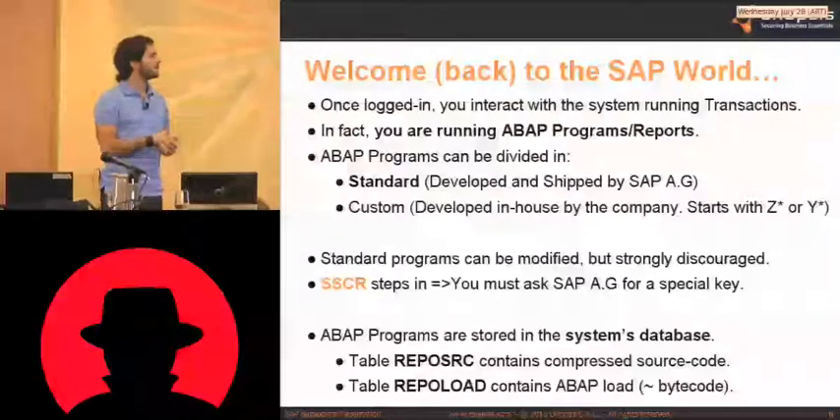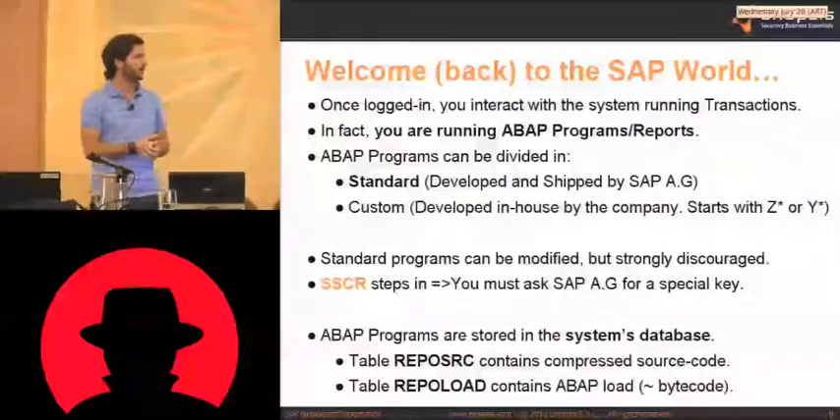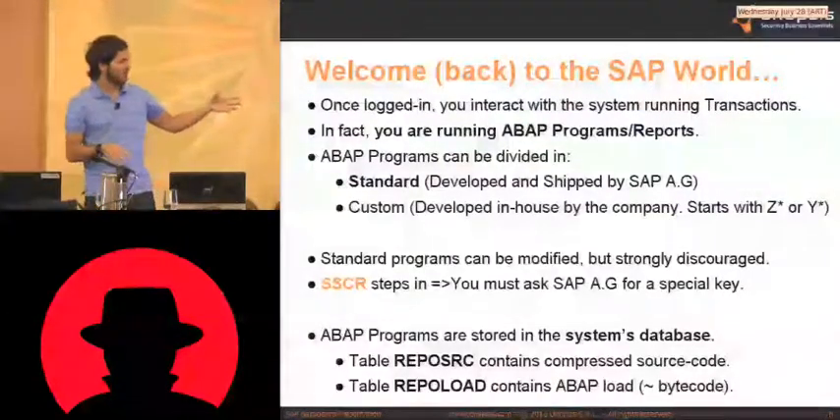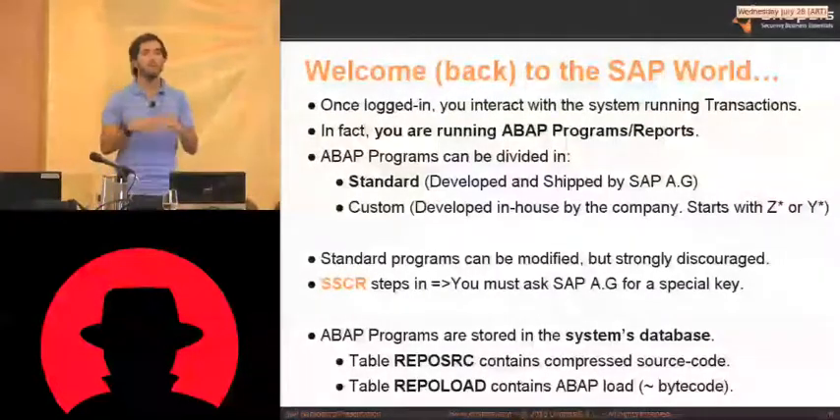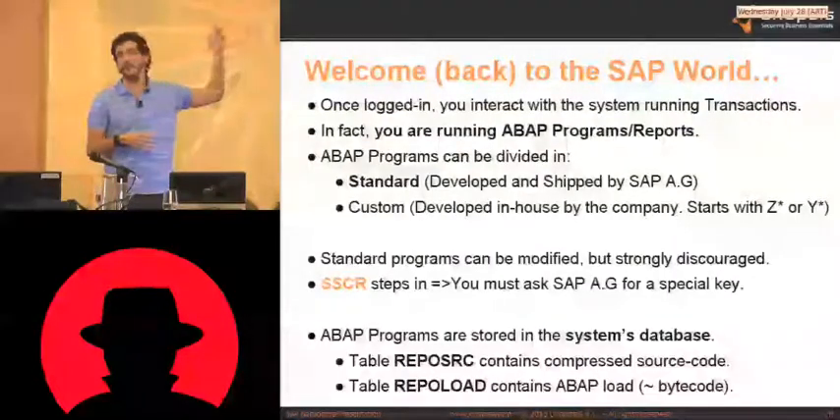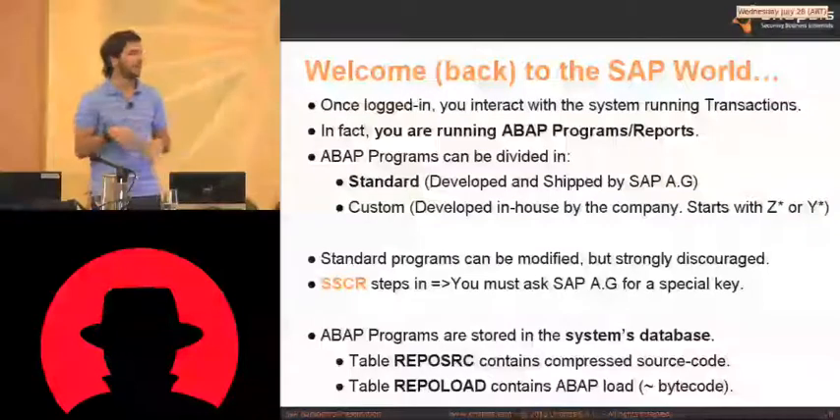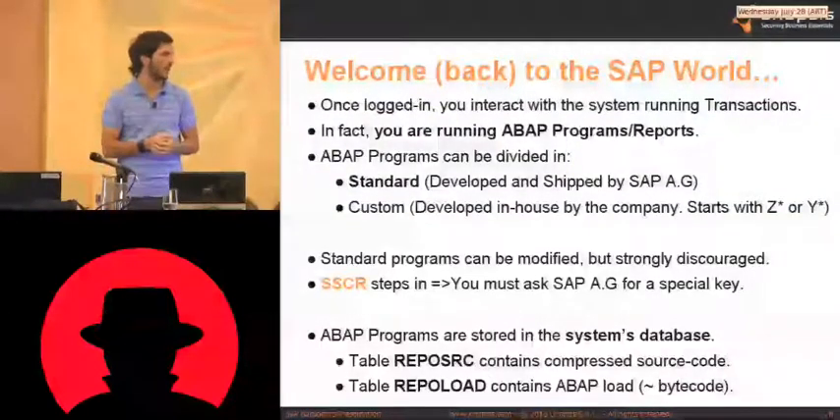So the idea is that ABAP programs are actually, as pretty much everything in SAP systems, stored in the system database. So there are two tables. The first one, REPOSRC, contains the compressed source code of each ABAP program, either standard or custom programs. And the second one is REPOLOAD, that contains the ABAP precompiled, so you find something similar to bytecode there.